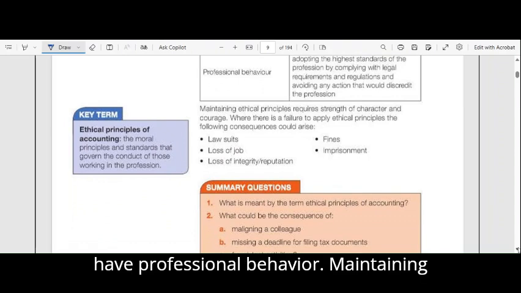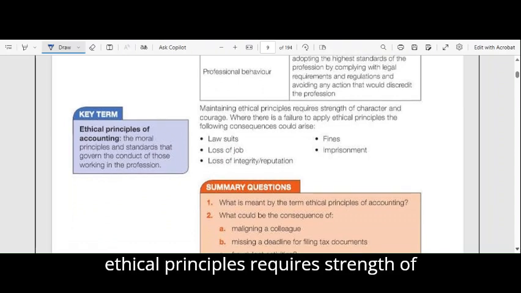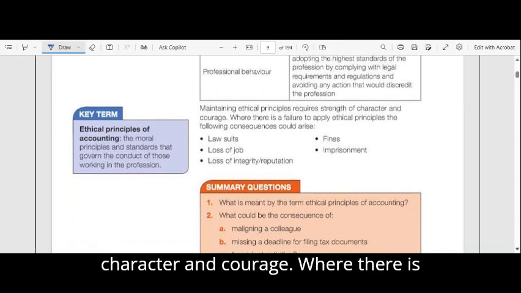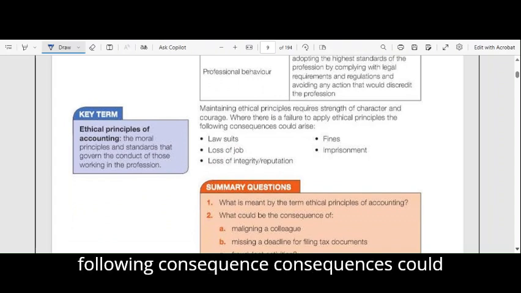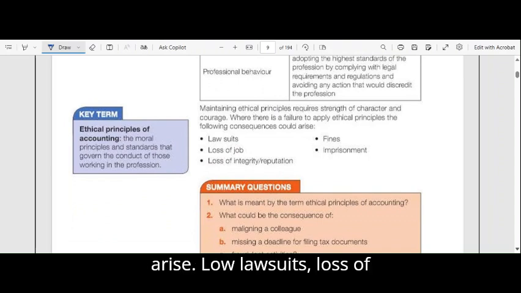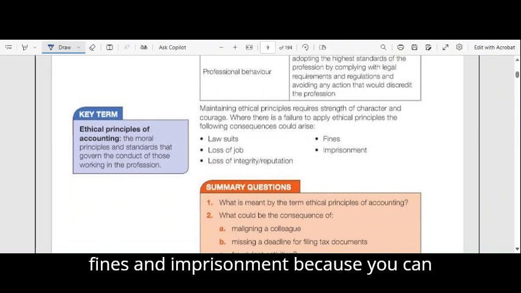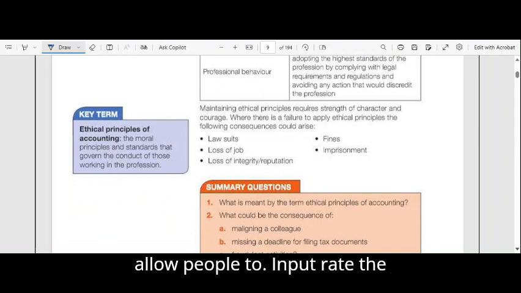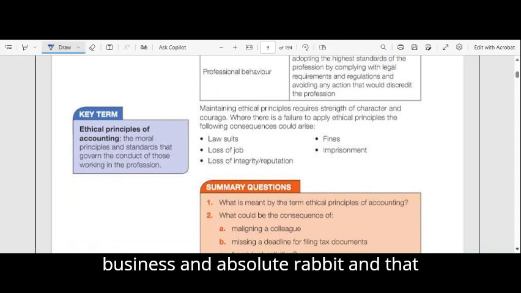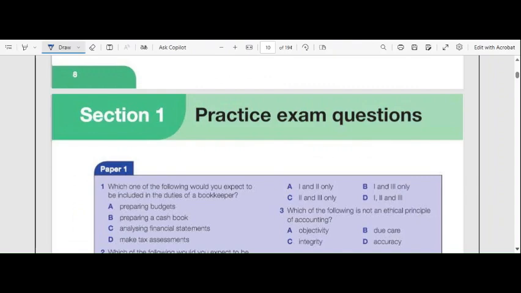And we have professional behavior. Maintaining ethical principles requires strength of character and courage. Where there is failure to apply ethical principles, the following consequences could arise: lawsuits, loss of job, loss of integrity, loss of reputation, fines, and imprisonment, because you could allow people to infiltrate the business and actually rob it, and that could lead to imprisonment.